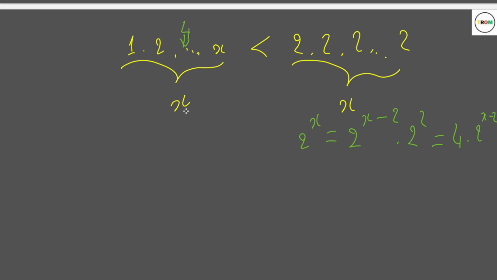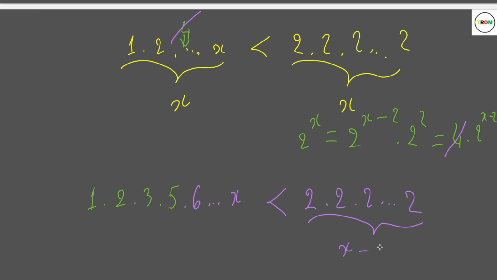So simplify both sides. That should be 1 multiplied by 2 multiplied by 3 multiplied by 5, because we simplify the 4 here. Then it should be 6 and continue to x. On the right hand side, it should be 2 multiplied by 2 multiplied by 2, and the number of 2s here is x minus 2, and the number of factors here should be x minus 1 because we remove 4 here.